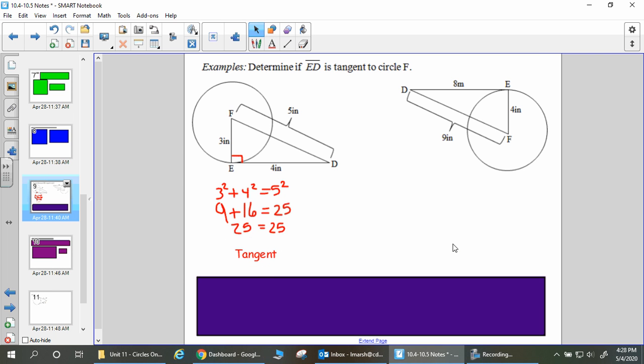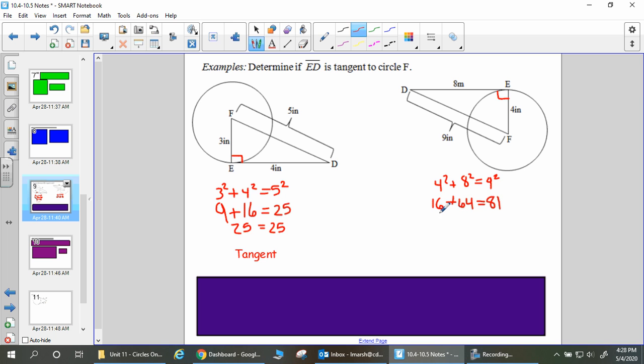And so if I repeat that process over on the other example, I would have something like 4 squared plus 8 squared equal to 9 squared. Remember that your hypotenuse must always be that C value, right? Remember the tangent and the radius is where that right angle is supposed to be. So this is 16. Here we're looking at 64. And then we're looking at 81.